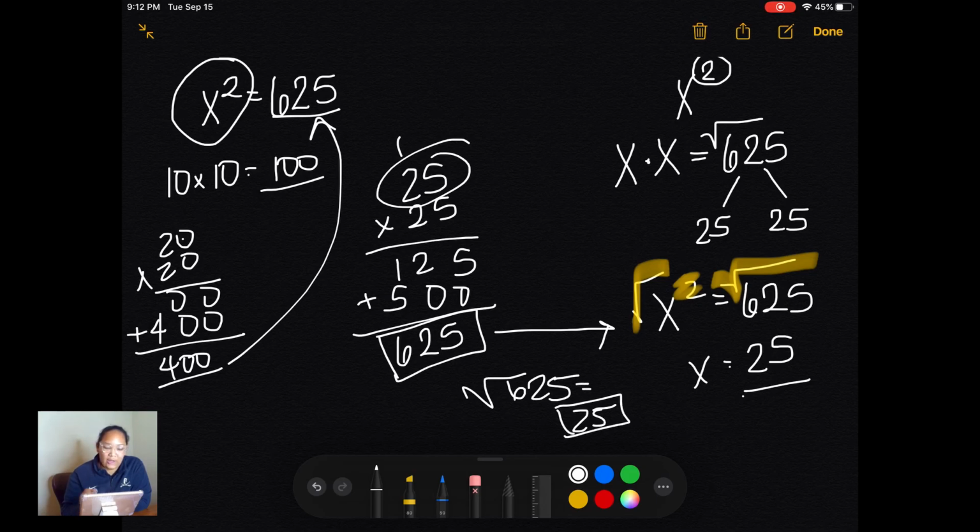So if you have to do it and you don't have a calculator or you're not allowed to use one, I would start with 10 times 10 and then go up incrementally until you get to the point where you think it's right.